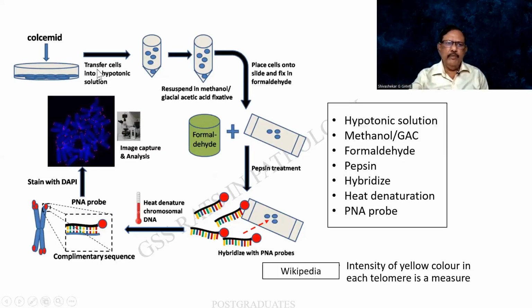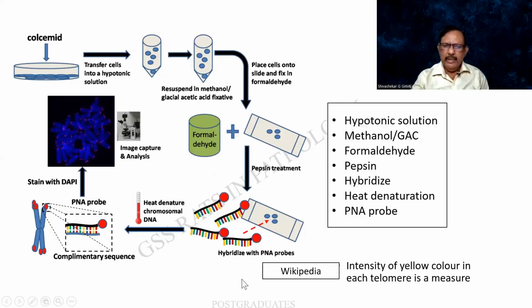But in this particular one, you find that the cells are being transferred. I have given it in a box. I would like you to kindly learn it by heart. I have put hypotonic solution, and then they are fixed in methanol and glacial acetic acid. Again, there is a second fixation in formaldehyde. There is treatment with pepsin, and ultimately there is hybridization over here. And you find that a complementary sequence is being formed, and finally you stain it with DAPI. So this is what is happening, and the image is being captured because these are all fluorescent, and fluorescent means there is a time limit. Therefore, you will have to take a picture of it.